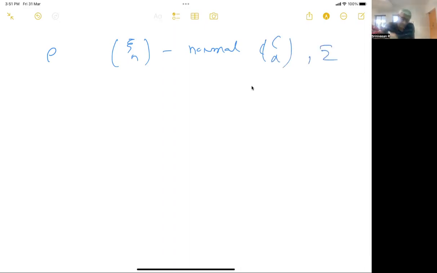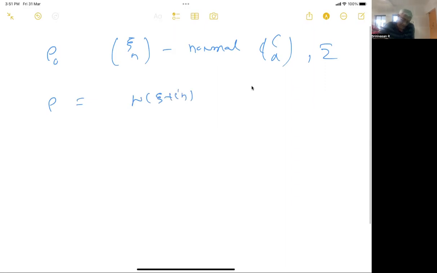It is just that you have a state rho, then you have two random variables, xi and eta, which follow the multivariate normal distribution with mean CD and covariance sigma, which is a 2n cross 2n matrix. Then you define a new state, call it rho naught, then rho equals W of xi plus i eta, rho naught, W of xi plus i eta star. This will be a random state.